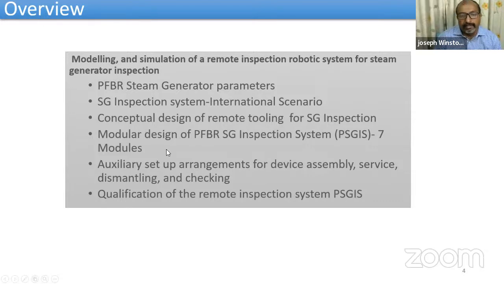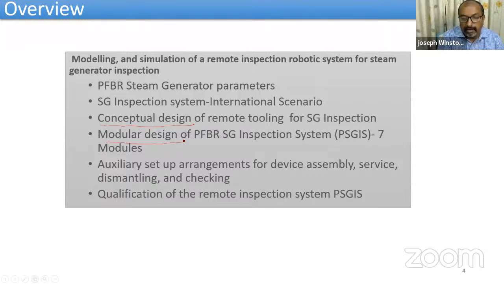Another important thing which I would like to cover is modular design. Whenever we go for such robust system designs, we break down into smaller modules based on the conceptual design: how to deploy the system, how to expand the system, how to make the system functional, how to do the inspection, and how to retrieve the system and come out. Based on the basic concepts, the system will be designed in a modular way.